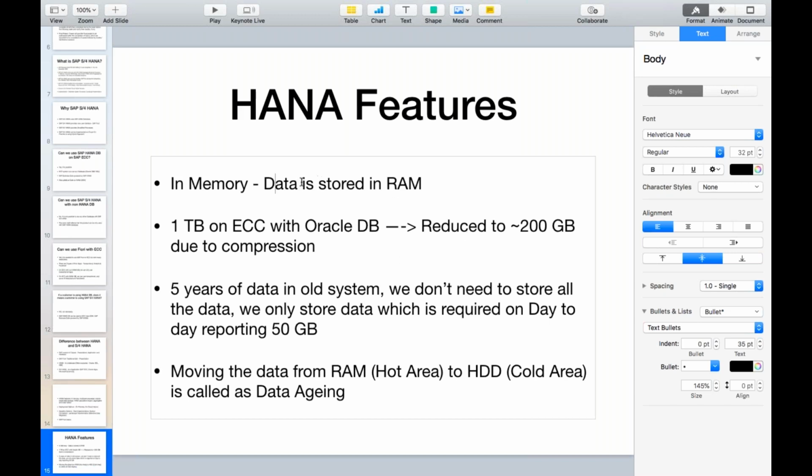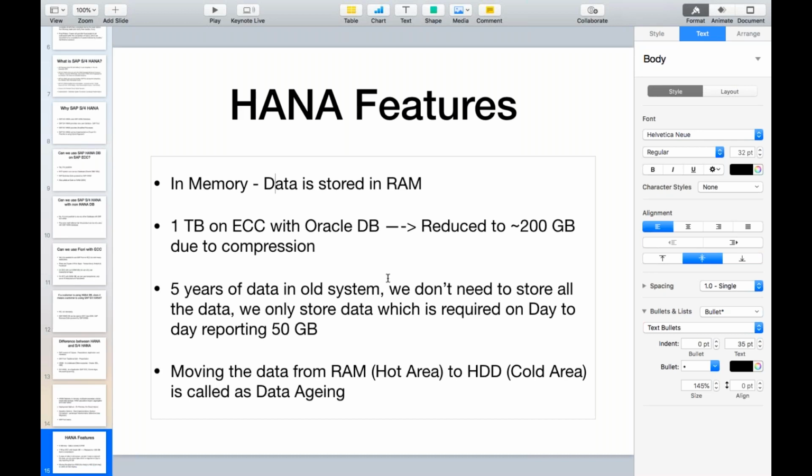This single definition: data is stored in RAM. But another important thing that we understood here is compression. How does HANA achieve compression? Why was compression not possible in the traditional databases? Why was Oracle not doing the compression? Why were DB2 and SQL not able to achieve the compression?